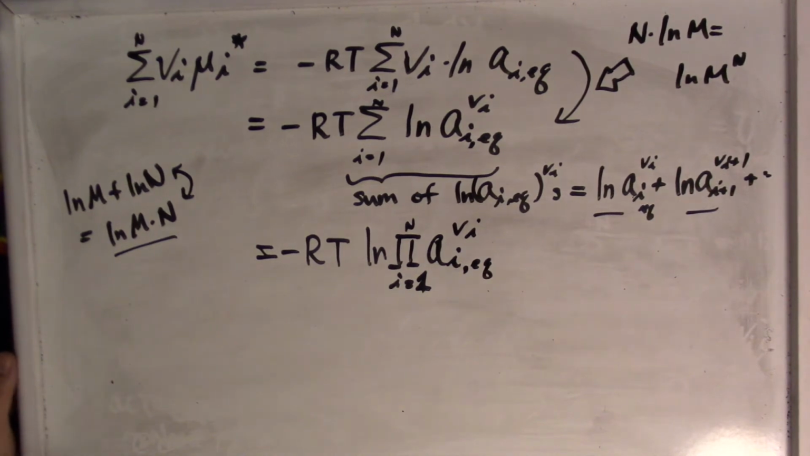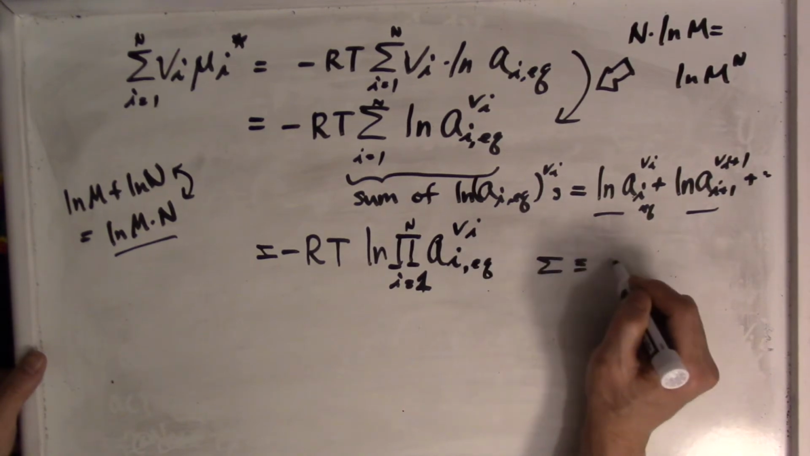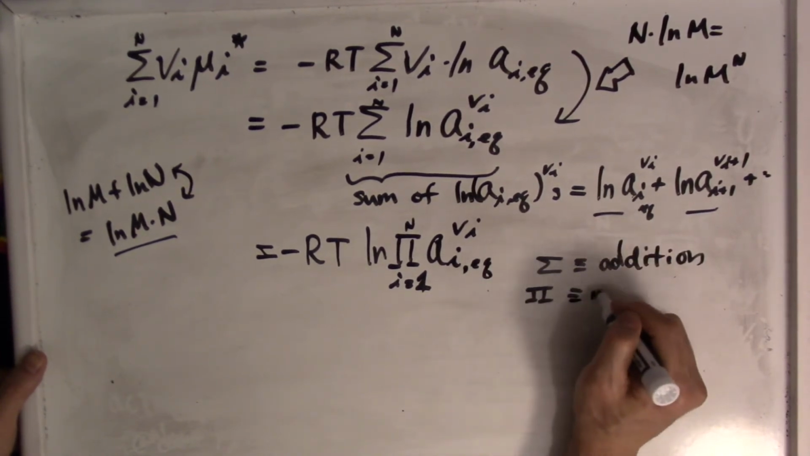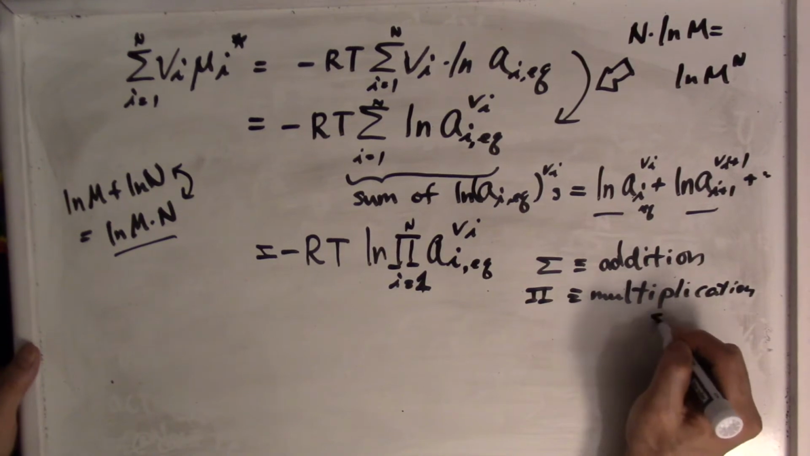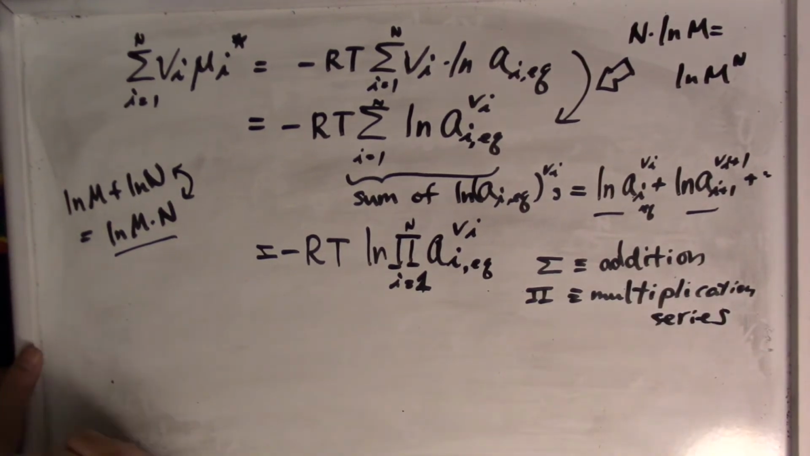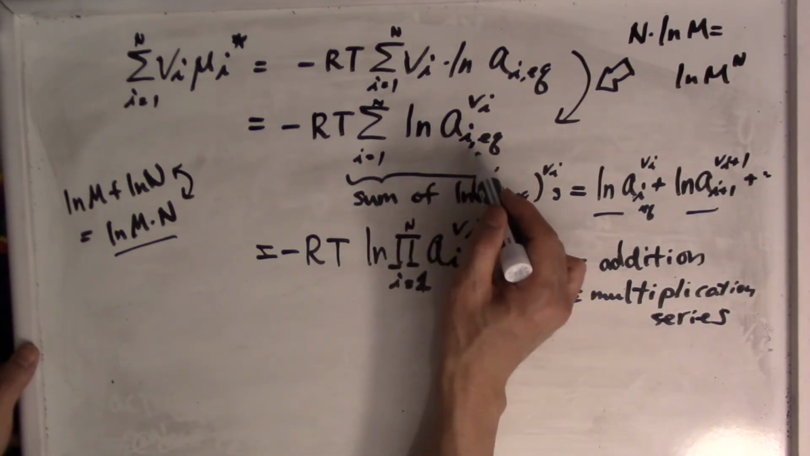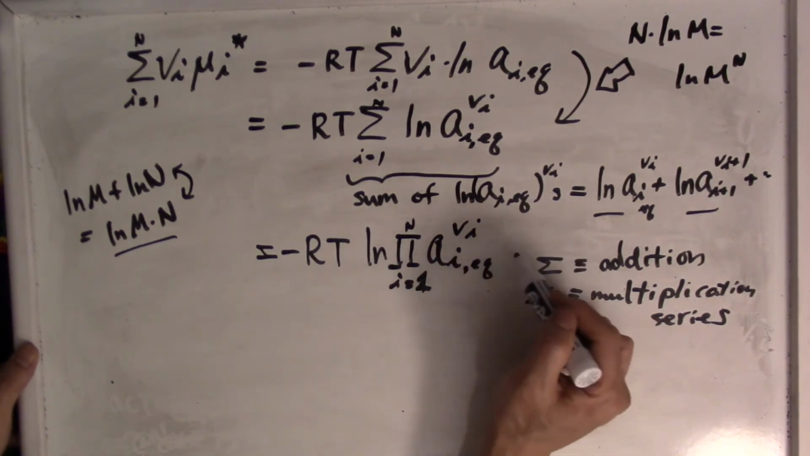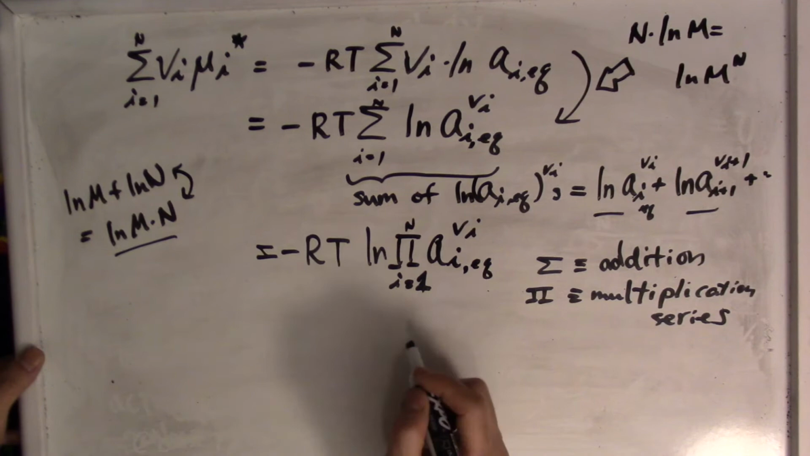Okay, so this part right here is just the pi. Again, remember, sigma is for addition and pi is used for multiplication for a series. Keep that in mind. So basically you have the natural log of a_1 times a_2 times a_3 and so on, just going through the series. So what does it mean? What do we care about?